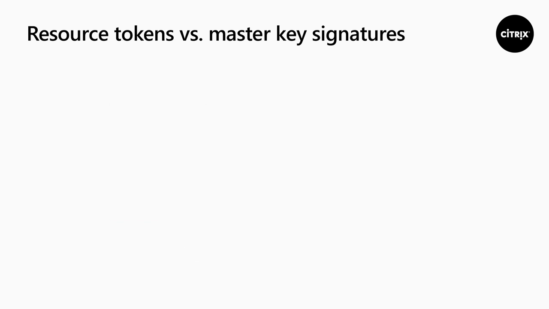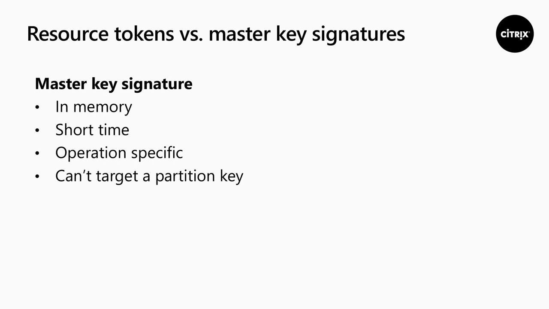Now let's talk about the differences between the two and the pros and cons between the two, because there's some key things here that you've got to be careful about. The master key signature is super fast to generate. It's just a hash. It's all done in memory. It's only valid for a few minutes, which is actually a good thing. And it's very specific to the operation that you want it to do. If you were trying to edit, it's going to only let you edit. It's not going to allow you to create or delete or anything like that. Again, that's really useful if you're trying to do like a least privilege principle.